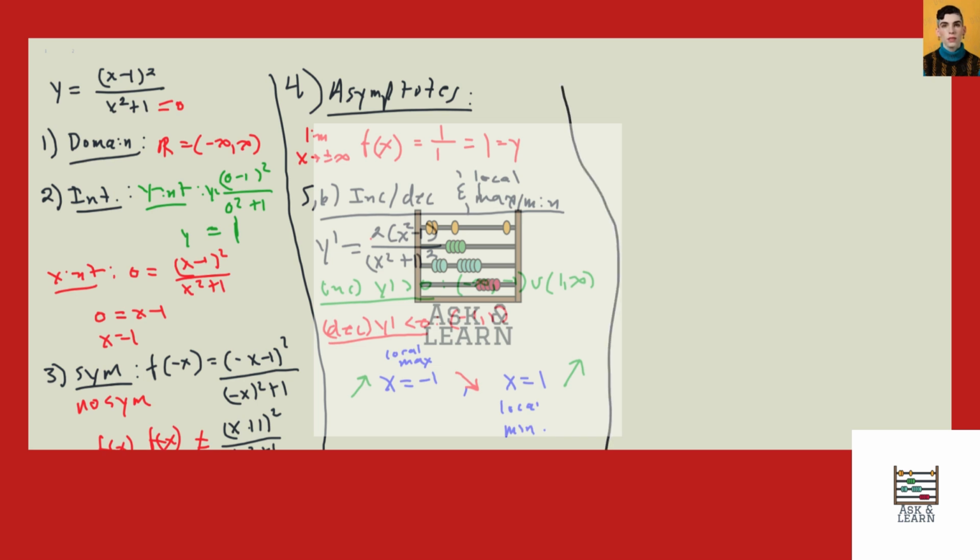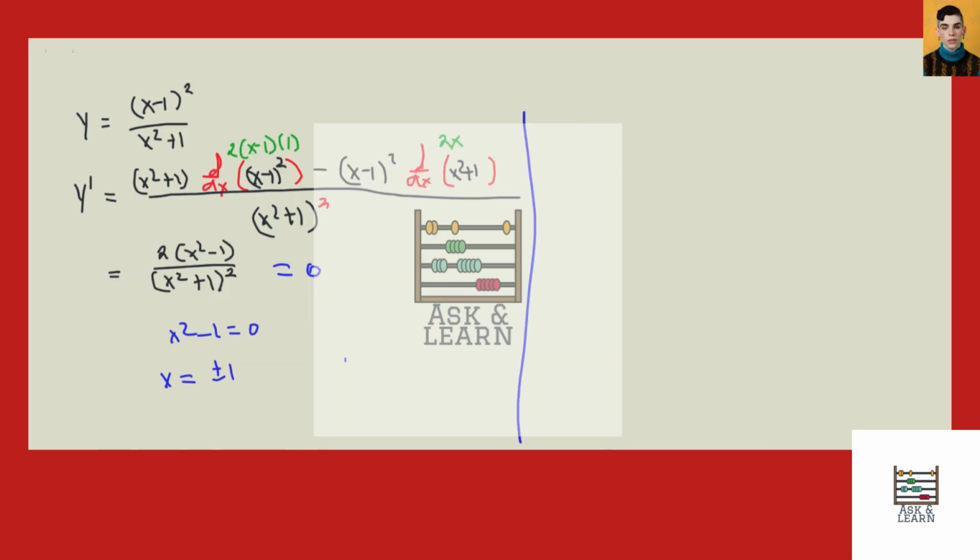Then the next thing we want to do is to look at the concavity of the function and look for any points of inflection. So we're going to need to know what y double prime is for this. So to find y double prime, we're going to need to use the quotient rule again. So first thing I'm going to do is factor out that 2. And now we can just go ahead and write everything.